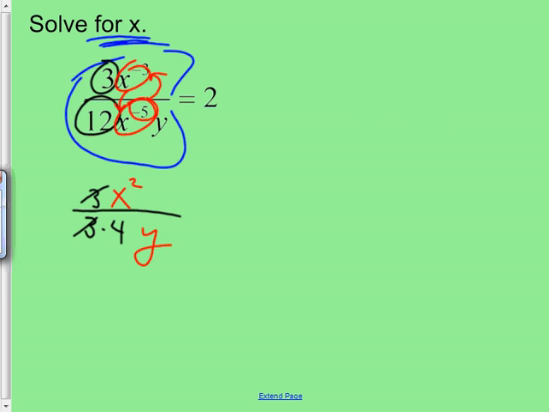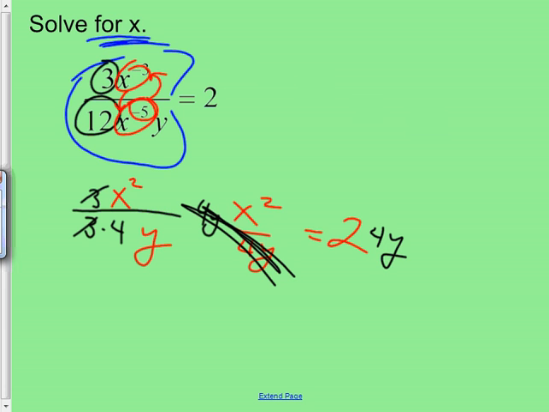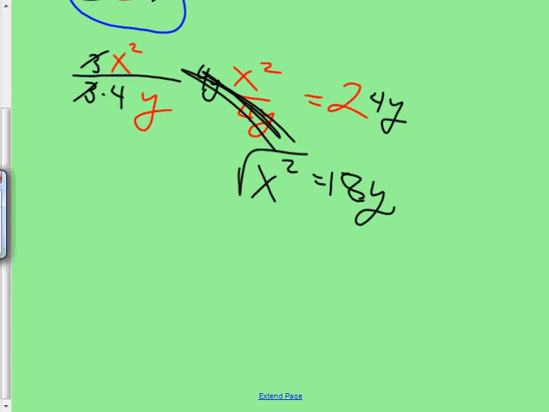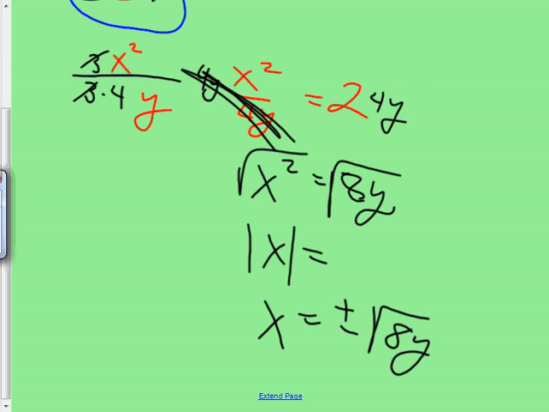So after those 3 cancels, I have x squared over 4y is equal to 2. Then if you want the x's alone, you multiply by 4y on both sides. That's getting this out of here. And now I have x squared equals 2 times 4y, which makes 8y. And then I take the square root of both sides. Does that trigger something? Yes, absolute value of x. And then that's plus and minus. And square root of 8y is fine to leave that way.